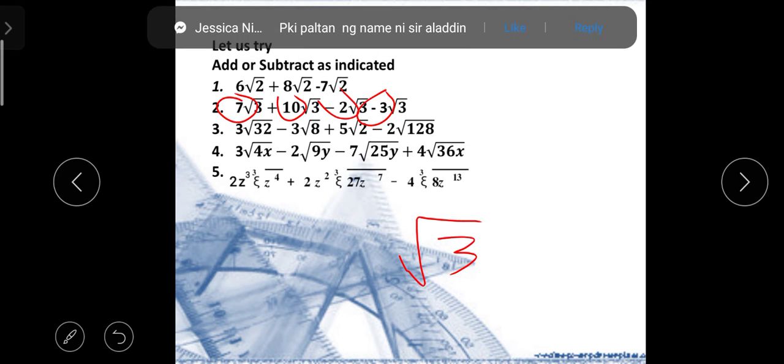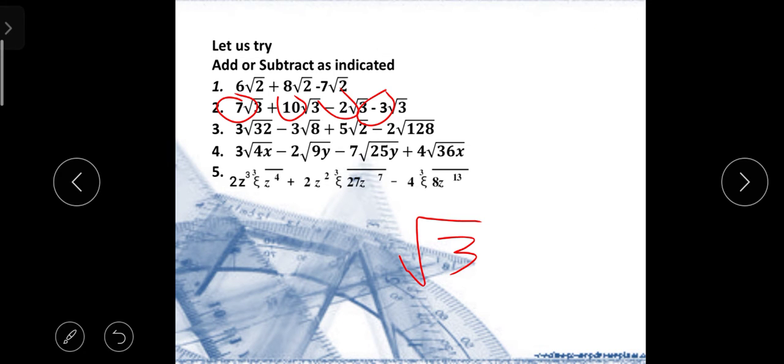Negative 2 plus negative 3 is negative 5. Positive 7 plus positive 10 is 17. So, positive 17 minus negative 5 is positive ilan? 12. So, we have 12 square root of 3. So, this is the final answer.